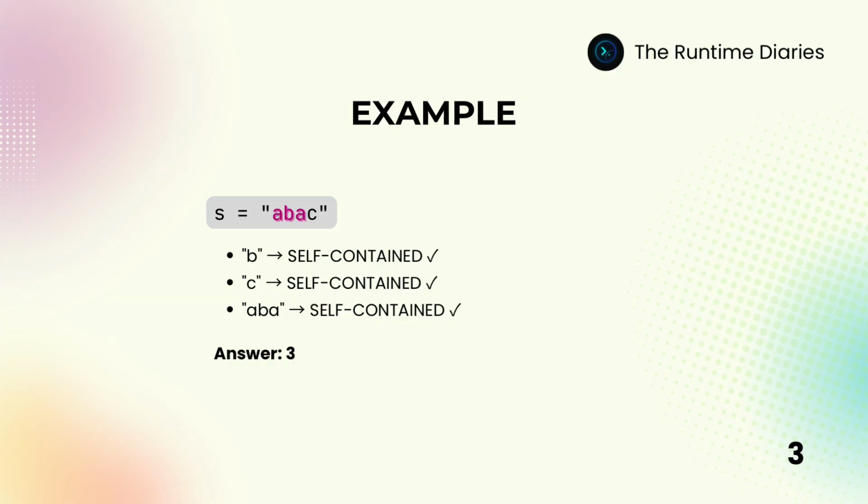What about just the letter B at index 1? Does B appear anywhere else in ABAC? No, it appears only once. So B is a valid self-contained substring of length 1. Similarly, the letter C at index 3 appears only once, so C is also a valid self-contained substring of length 1. So the answer for ABAC is 1, the length of B or C. This tells us something important. Single character substrings can be valid, but only if that character doesn't appear anywhere else in the string.